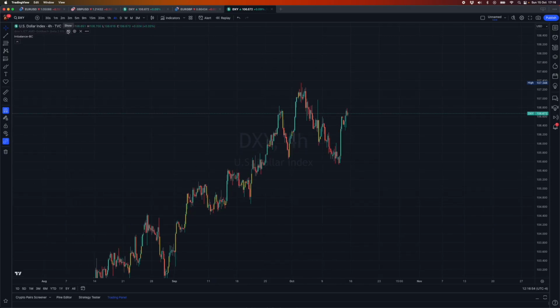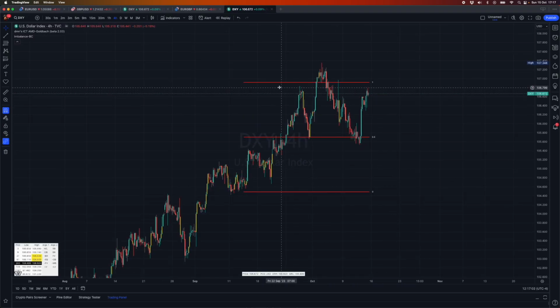So this is the DXY, which I've shown as my case study for previous explainers on Goldbach. So this essentially is the 243 Goldbach dealing range from the low to the high, and then we've also marked out equilibrium. Now, these aren't lines that have been created by a human. I haven't eyeballed anything and then drawn support and resistance lines. These lines are based purely on mathematics.